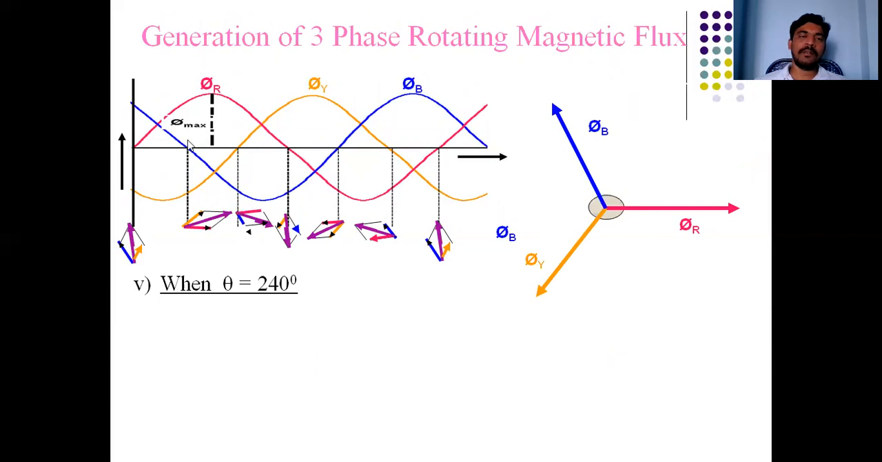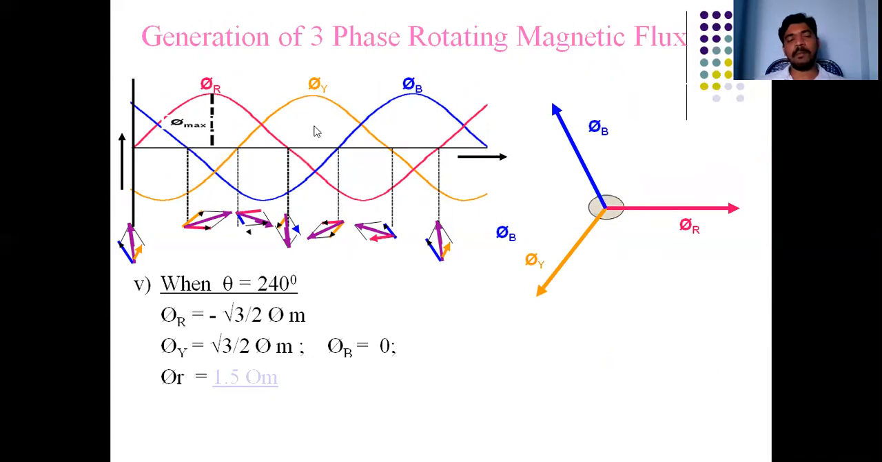Then if we take 60, 120, 240 degrees, here phi b is equal to 0, phi r is a negative value, phi y is a positive value, then the resultant is equal to 1.5 phi m. Similarly, we construct the phi y minus phi r parallelogram. Here the direction is this direction, so it is again rotated in a clockwise direction.